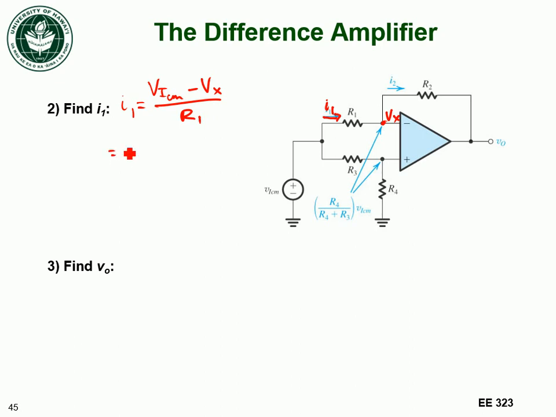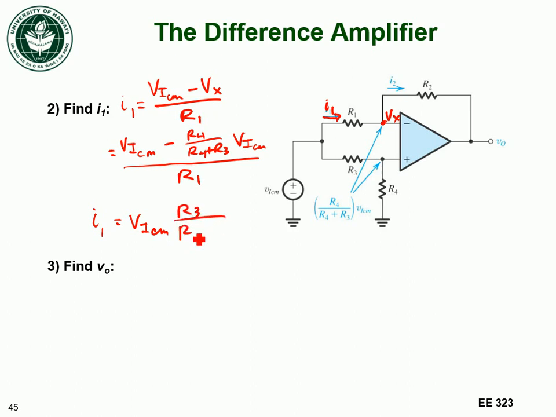Okay, so this is going to be equal to VICM. Let's substitute for Vx. So it's R4 over R4 plus R3 times VICM, all over R1. And if I want to make this look a little bit nicer, then it will be VICM times R3 over R4 plus R3 times 1 over R1.